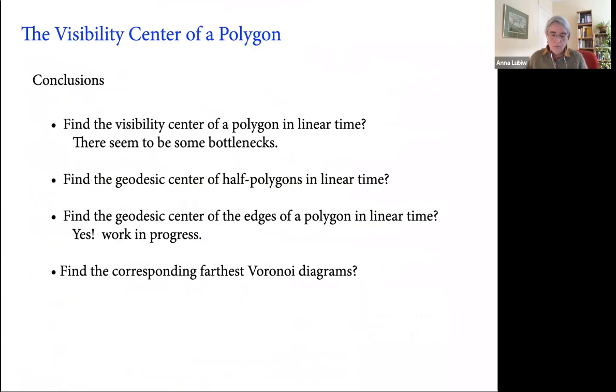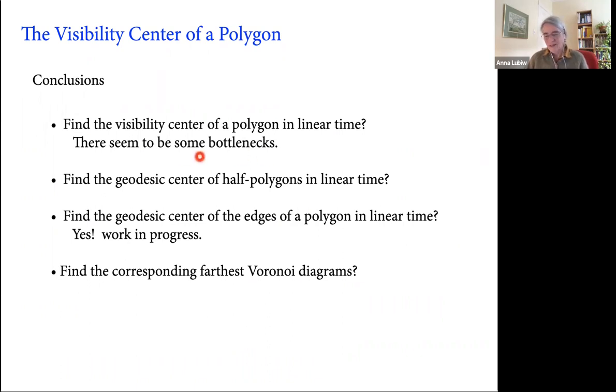So can we find the visibility center in linear time? Well, I said that we can find the geodesic center of a polygon, not we, but An et al. can find the geodesic center of a half polygon in linear time. Can we do it for the visibility center?